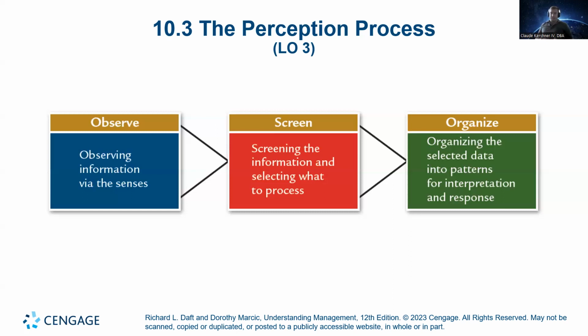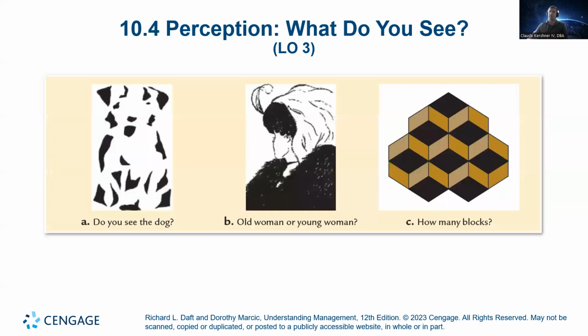So what am I seeing? Why am I seeing this? Why is this important to me? And what are some characteristics I'm going to focus on? And how am I going to react or respond to what I'm seeing? And what emotions are going to be elicited from what I see or from what I hear? This is the perception process.